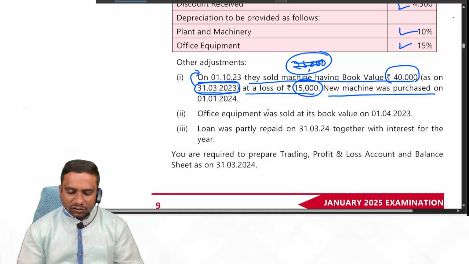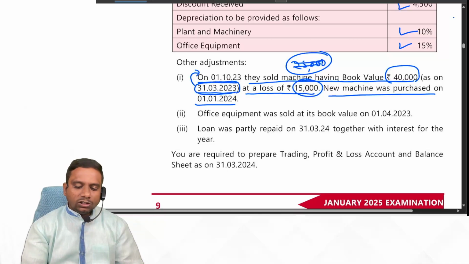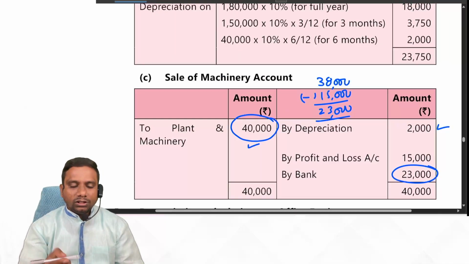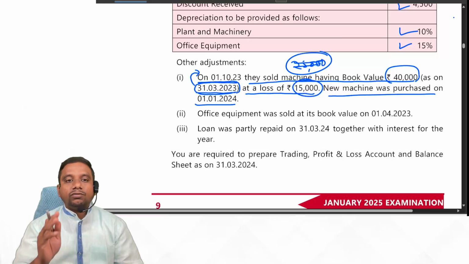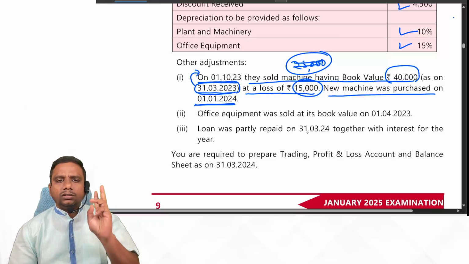New machine was purchased on 1/1/2024. So on the new machine, what is the value of the new machine purchased? 1,50,000. On that we should calculate depreciation for 3 months because they purchased it on 1/1/2024. Now calculate depreciation for 3 months.